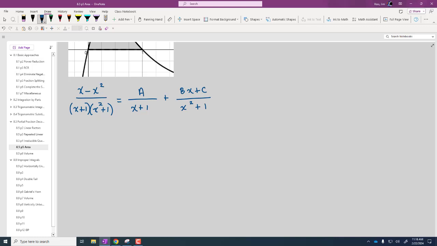So if the denominator is linear, then the numerator is constant. If the denominator is an irreducible quadratic, then the numerator is linear.